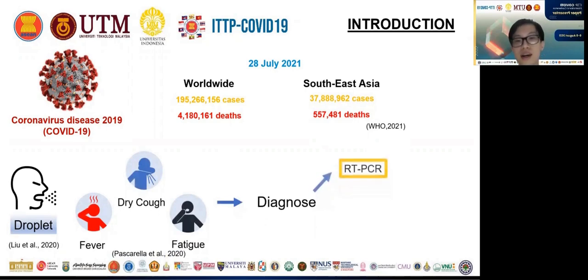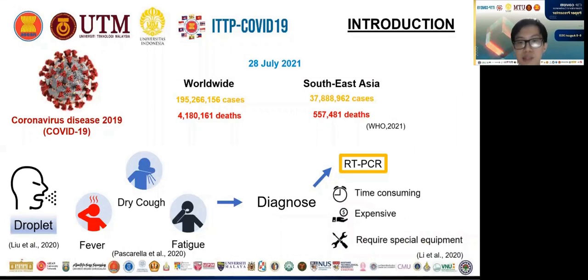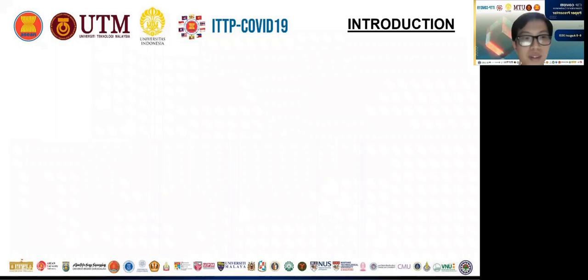Up until now, RT-PCR is the gold standard for COVID-19 diagnosis, but it's time-consuming, expensive, and it requires special equipment, and so RT-PCR is not suitable for large-scale population screening, and so we need to find an alternative for large-scale population screening for COVID-19 detection.